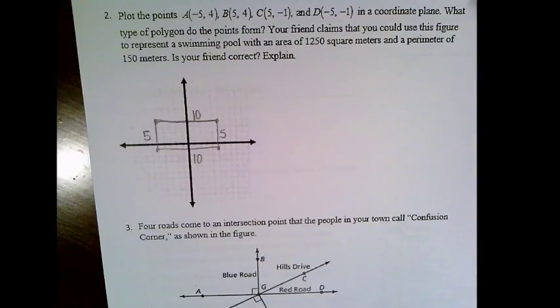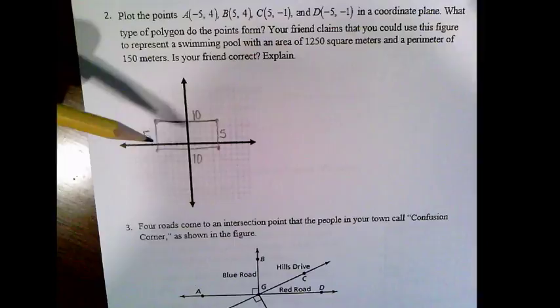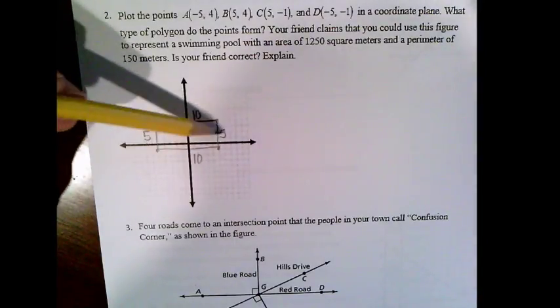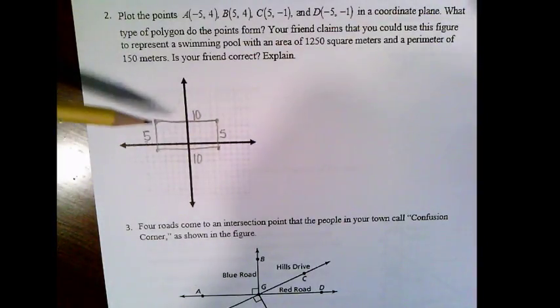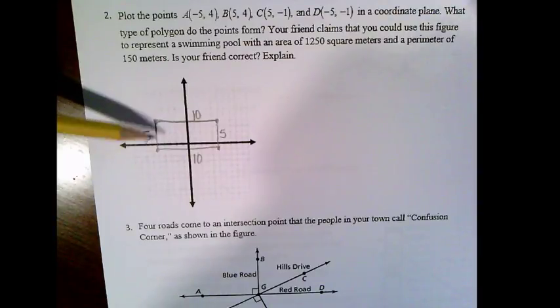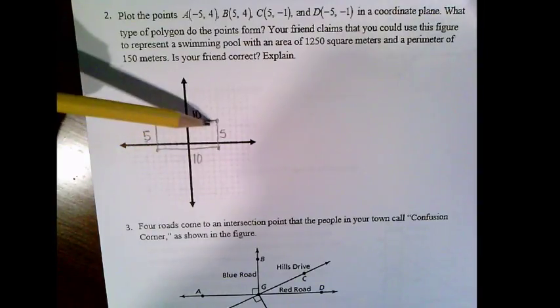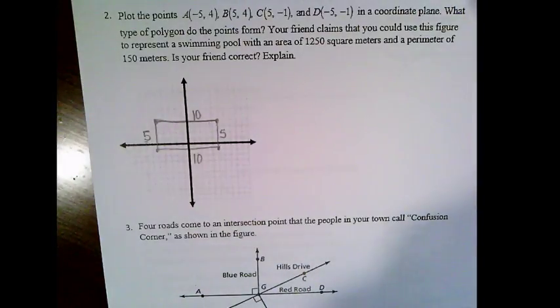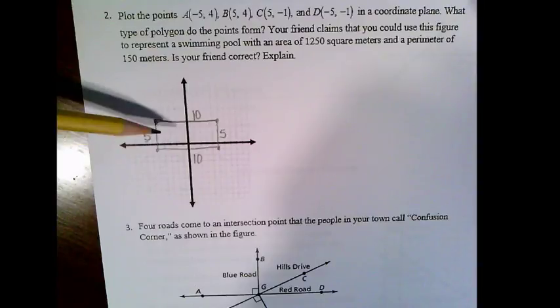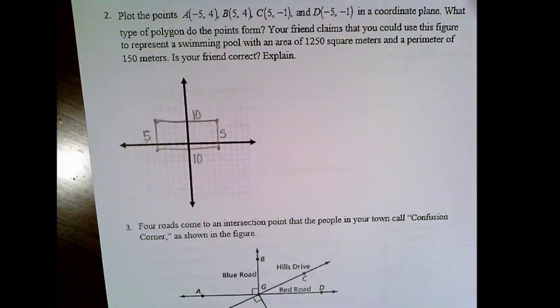I'm just reading the comments here. If we know that these sides are the same and these sides are the same, but in order to know it's a rectangle, technically you have to know that this makes a right angle all the way around. And we do know that this makes a right angle because we have horizontal and vertical lines. So that's a kind of easy one. We're going to get into some ones that are a little bit more difficult than that.